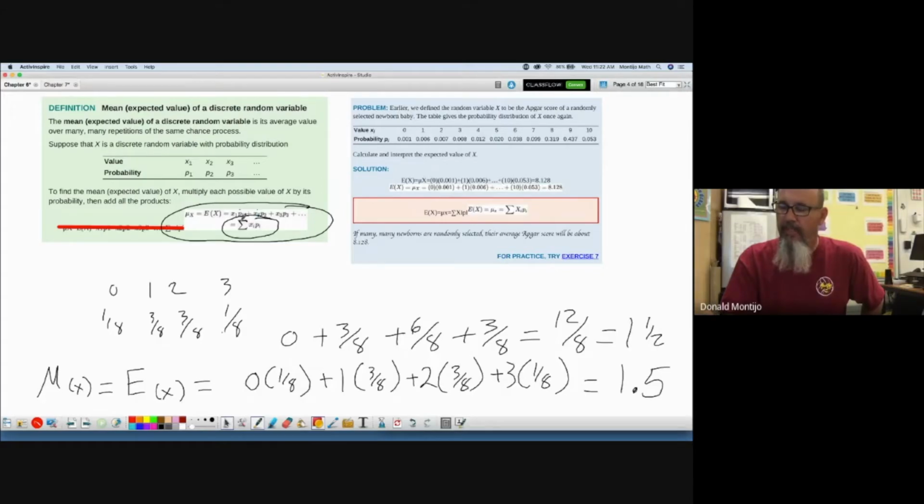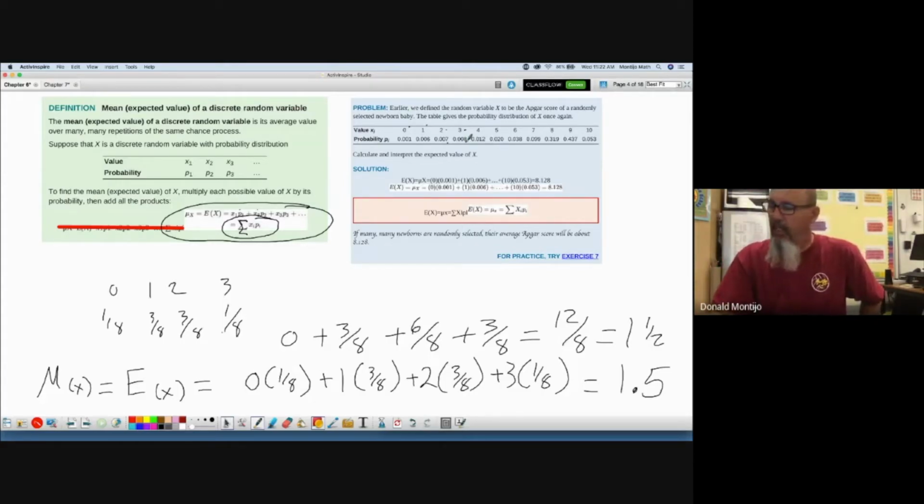And then this big summation symbol here says add them all together. So there's an example or a problem here for you on the right. We define the random variable x to be your APGAR score, which is a score that they give to a newborn baby. If I want to find the mean of this, I have to take 0 times 0.01, 1 times 0.06, 2 times 0.07, 3 times 0.08, and so on, and then add them all together. That kind of sucks. It's a lot of work and it's very time consuming.